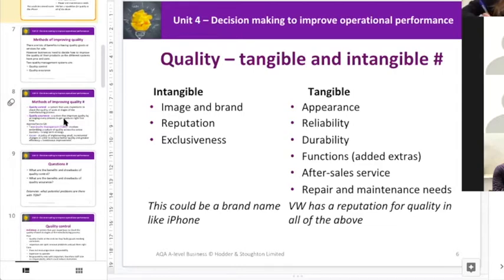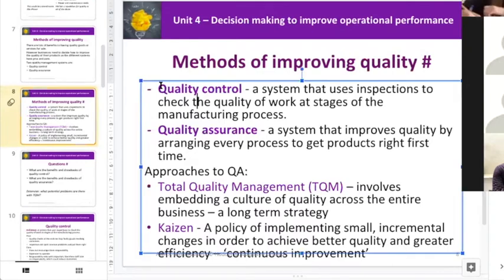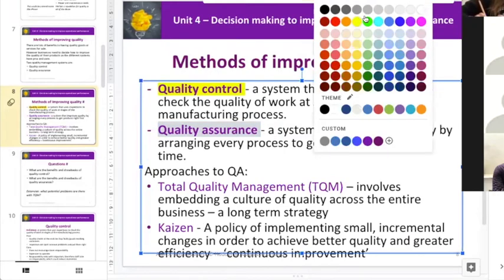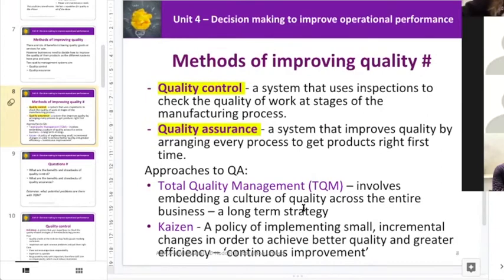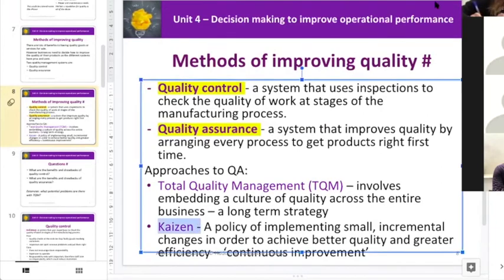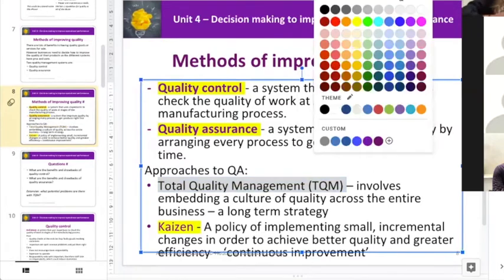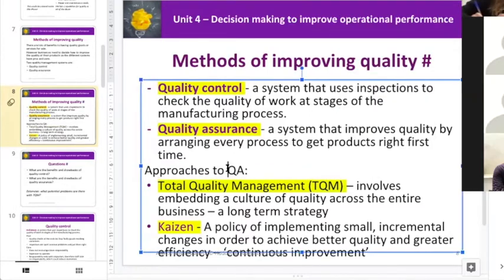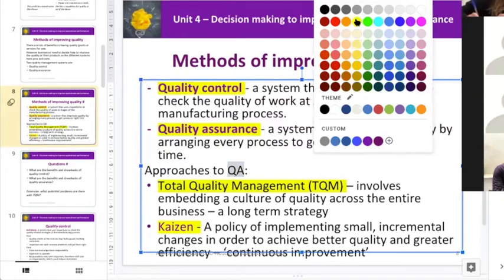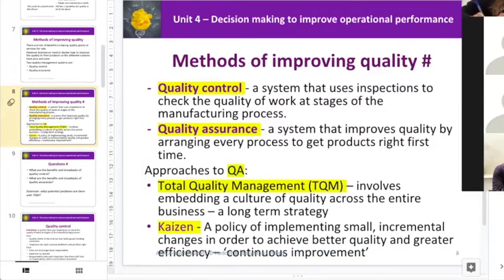Okay, so after we know what is quality, and there are different qualities you can actually use to measure their operations. Now, the next slide is the most important section in quality area, which we need to know different methods to improve quality. So now we have two. We have quality control and we have quality assurance. I'll leave this slide on here for a little while. This is important. So Kaizen and TQM are here. But these two are under quality assurance.